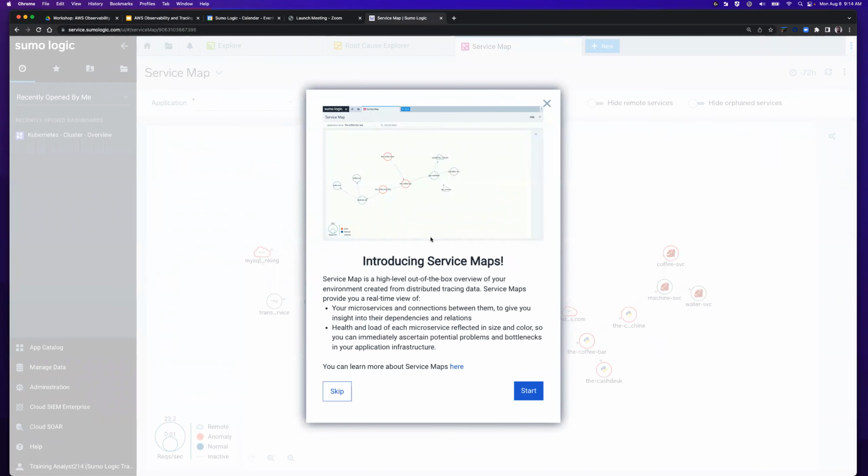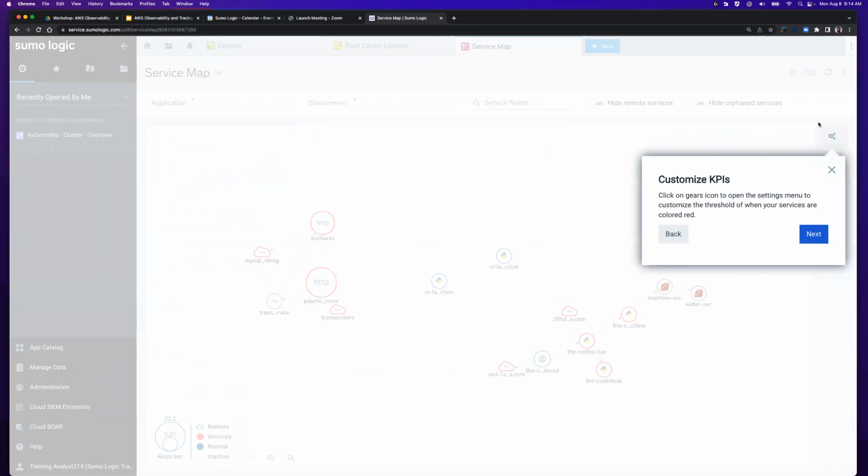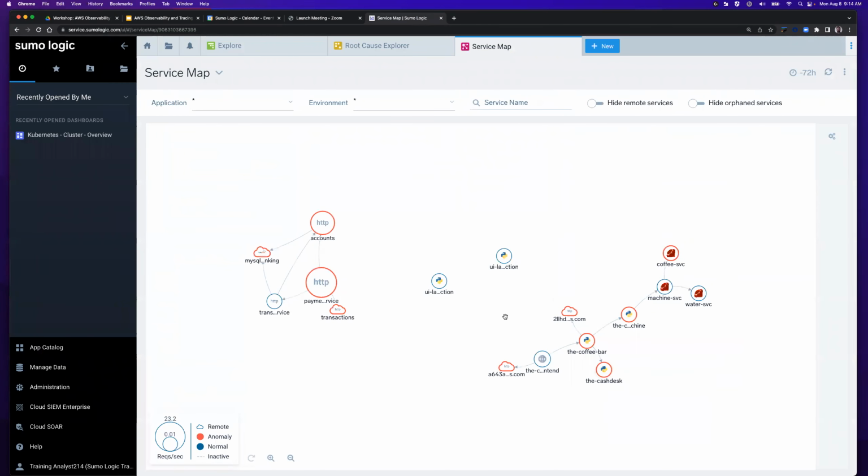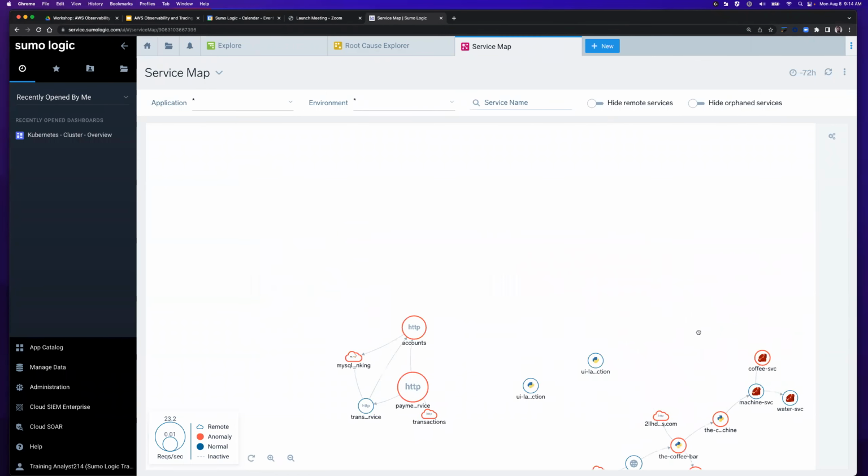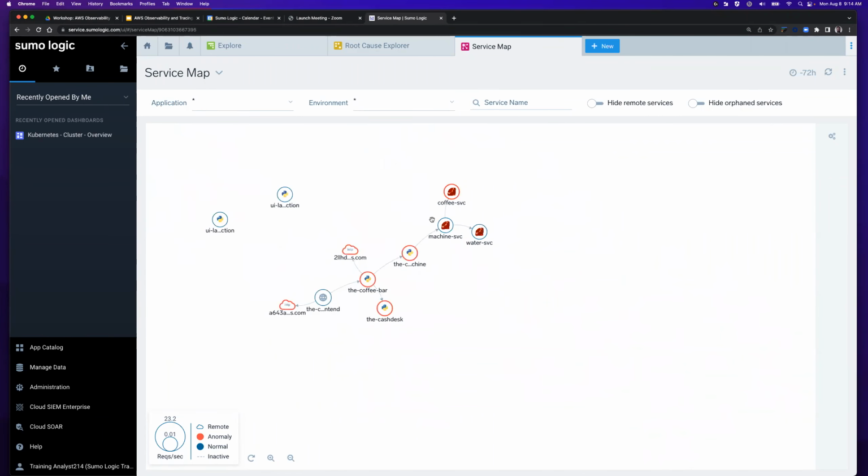Now, when you get to service maps, if you or the person using this account has never been in here, you'll get this nice understanding of what they are, which you're welcome to view. I'm hopefully going to describe this to you right now. But what we see here are the various services that are taking place. Now, in this case, as with the other examples, we have more data than we need in here. So what I want us to do is really just focus on this one right here.